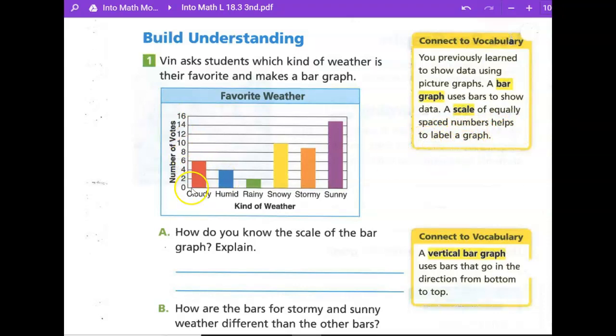So that's over here, and down here this was our favorite weather. And down here talks about the kind of weather you can have. And then let's read this. A vertical bar graph uses bars that go in the direction from the bottom to the top. So these go from the bottom to the top. How do you know the scale of a bar graph?